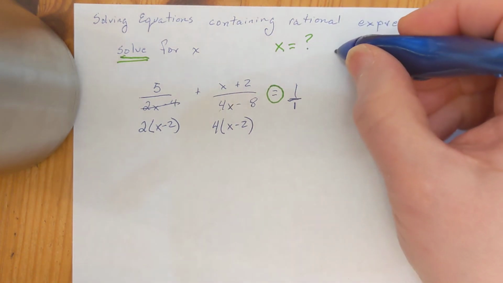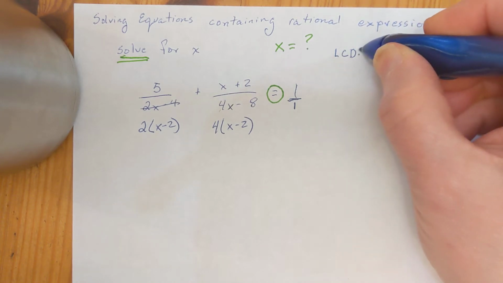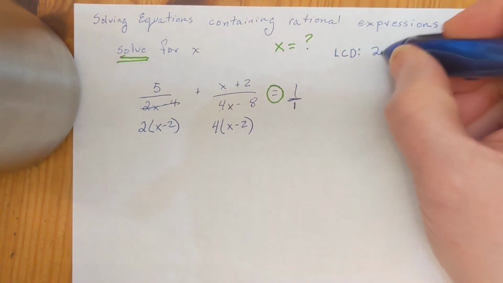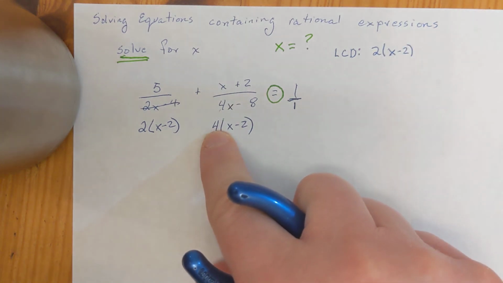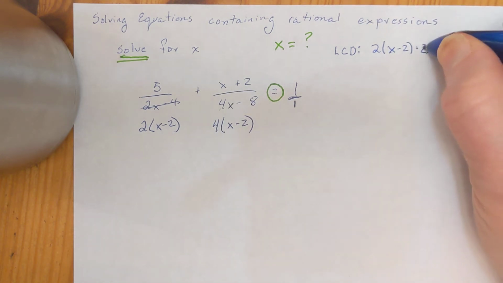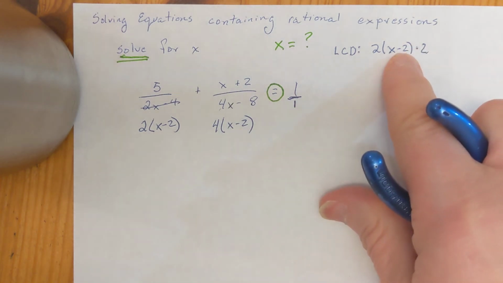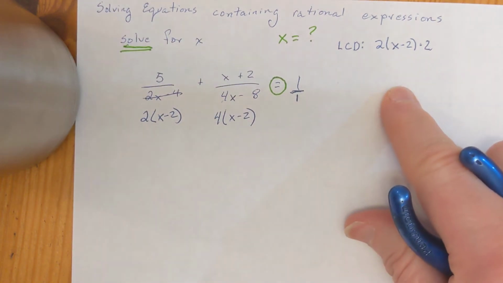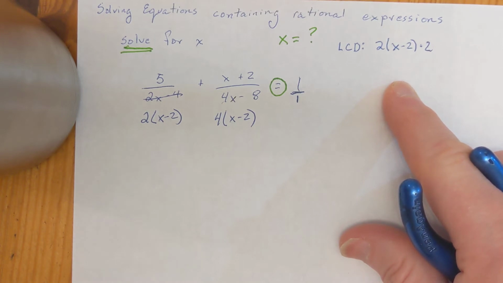I like to have it on my paper for reference, the least common denominator. I have 2 times x minus 2. I have 4. 4 is 2 times 2, so I have to multiply another 2 up here in my least common denominator. X minus 2 is covered with this x minus 2, and 1, of course, is just 1. So my least common denominator is 4 times x minus 2.